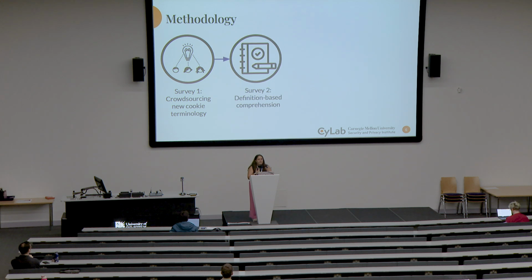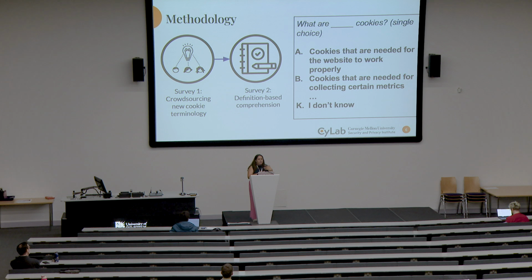The second survey was a definition-based comprehension. We were trying to see whether the suggestions we got in survey 1, or the suggestions that we came up with ourselves, were better alternatives than the original. So we would ask participants what are blank cookies, and they would select one of the options in the multiple choice. So we would show them what are strictly necessary cookies, and then they would have to select a definition. They could also select I don't know for these cookies.